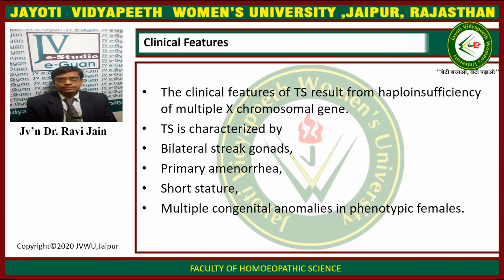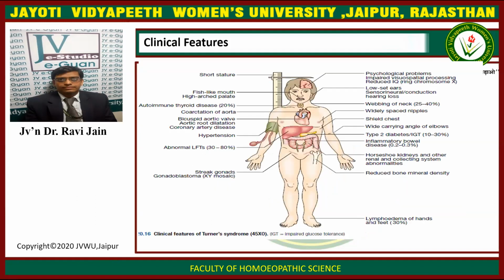The clinical features of Turner syndrome result from haploinsufficiency of multiple X chromosomal genes. Turner syndrome is characterized by bilateral streak gonads, primary amenorrhea, short stature, and multiple congenital anomalies in phenotypic females.